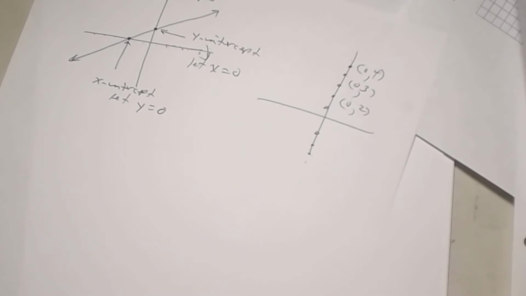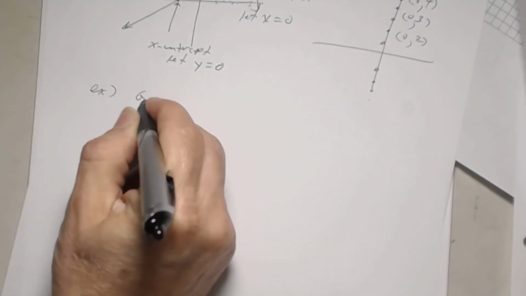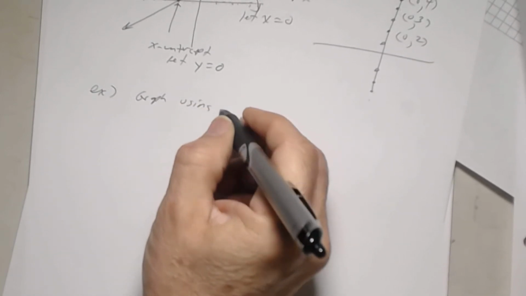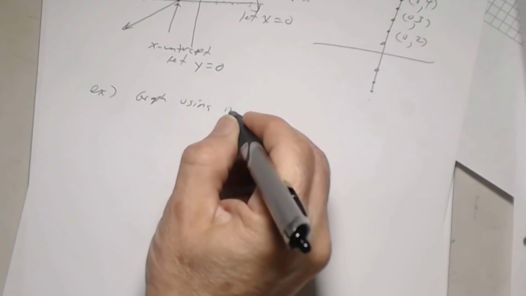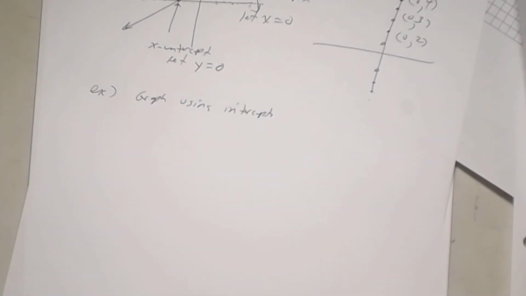All right, so let's look at this example. Suppose you want to graph, and you're going to graph this using intercepts. So always read the direction. The direction says intercepts: graph using intercepts. On the Math 99 final, there's always a question about graphing a linear equation using intercepts.